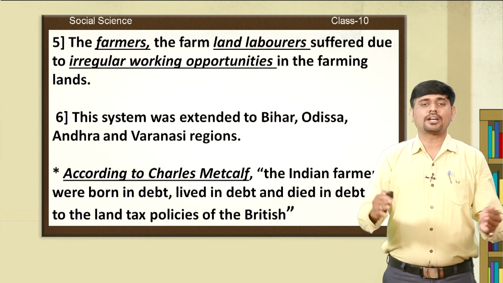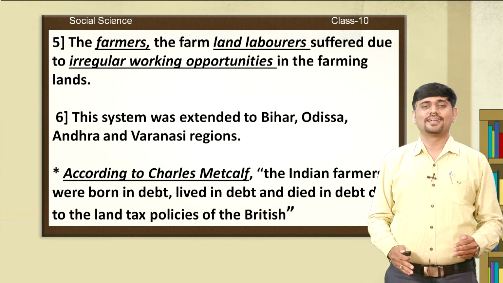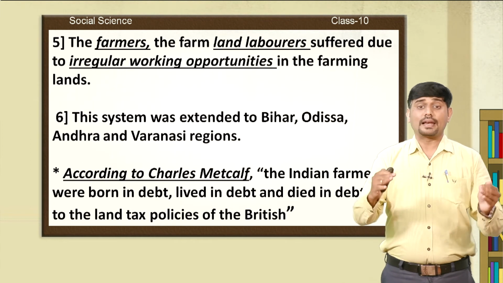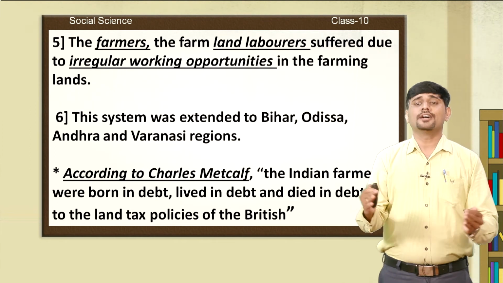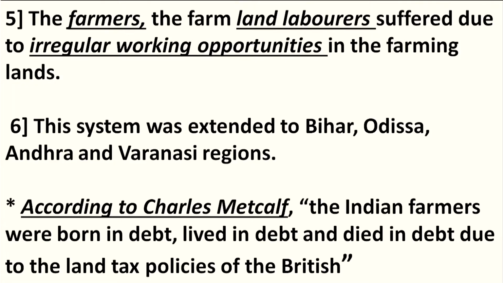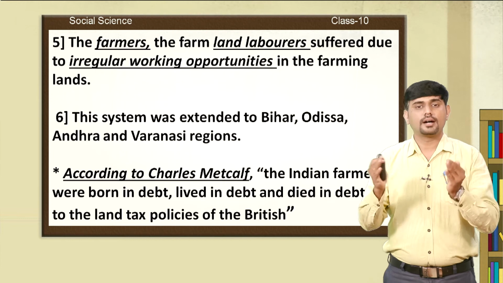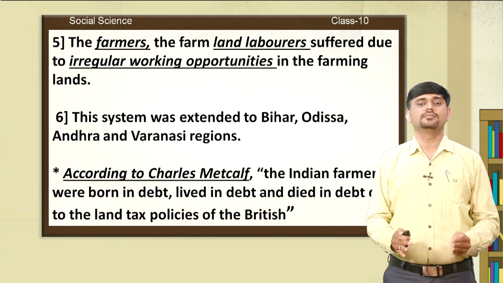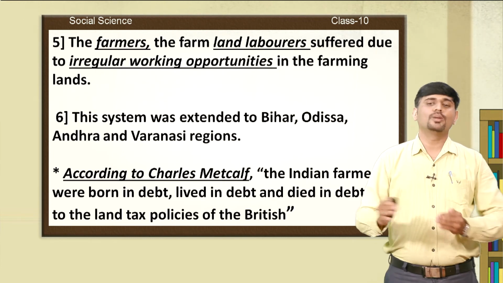Another important feature of the Zamindari system, children: the farmers and farm laborers suffered due to irregular working opportunities in the farming lands. The working opportunities were not continuously found on the land. They had only seasonal working conditions. As a result, apart from the rainy season and some agricultural activity seasons, they had to remain jobless.